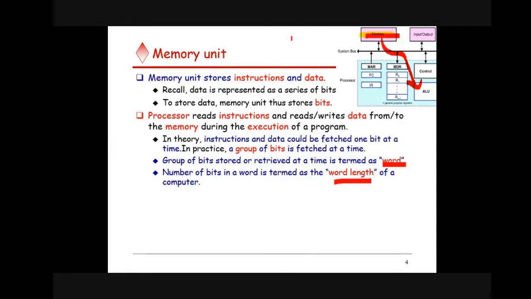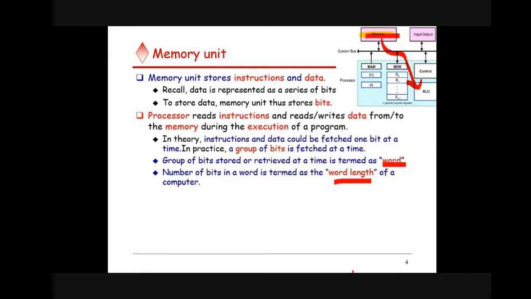For example, 4 bits together will be transferred from there to the processor, and that is called a word. So at a time, one word will be transferred from memory to processor, and the number of bits present inside the word is called the word length. So only those are the points. The data will be stored in the form of bits, the group of bits transferred from the memory to the ALU is called a word, and the number of bits present inside a word is called the word length.